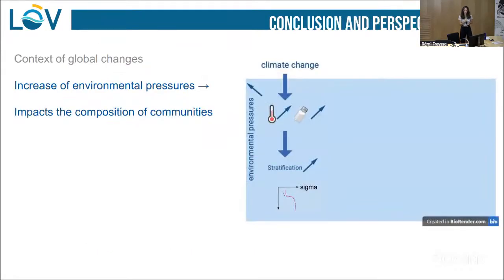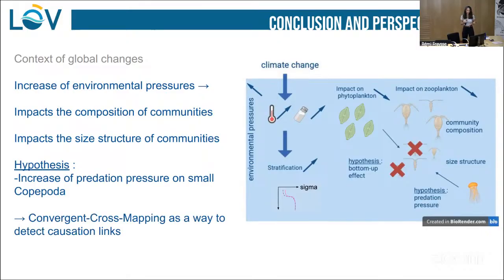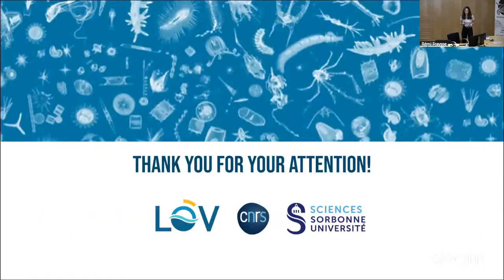So to summarize, with this work, we've seen that with climate change, we have an increase of environmental pressures with changes in the temperature and the salinity that affect the stratification. And this has an effect on phytoplankton, but also on zooplankton, either on the community composition with different trends depending on the taxon, but also on the size structure with a decrease of small copepods. One hypothesis I have for this decline is an increase of predation pressure on small copepods. To test this hypothesis, one perspective would be to use convergent cross-mapping. That is a statistical tool enabling us to look for causation links between variables and not only correlation links, and that would help me to see if the potential predators of those small size classes are causally linked with the decline of the small copepods. So thank you for your attention.